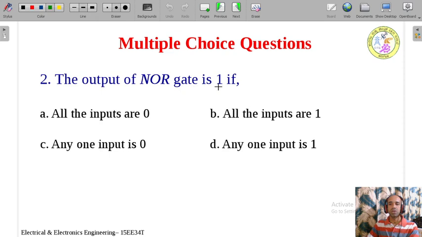The output of NOR gate is 1. Now what have they asked? The output of the NOR gate. It is 1 when all the inputs are 0, all the inputs are 1, any one input is 0, any one input is 1.